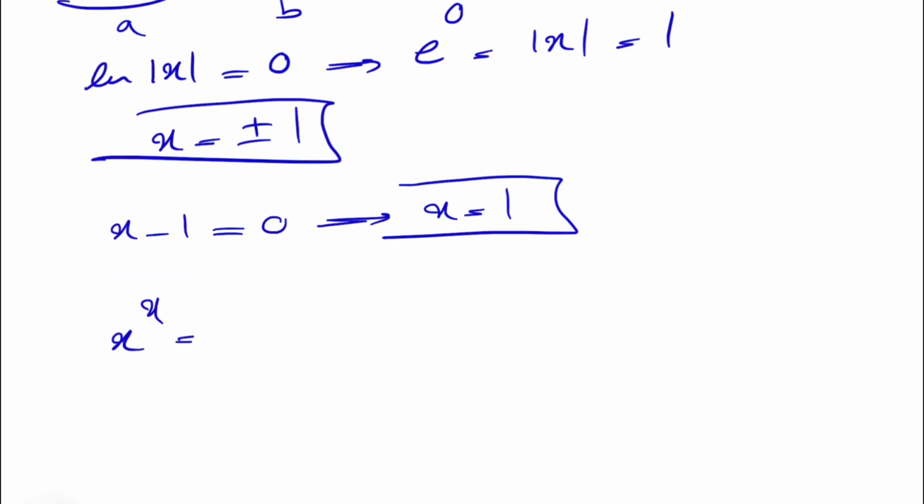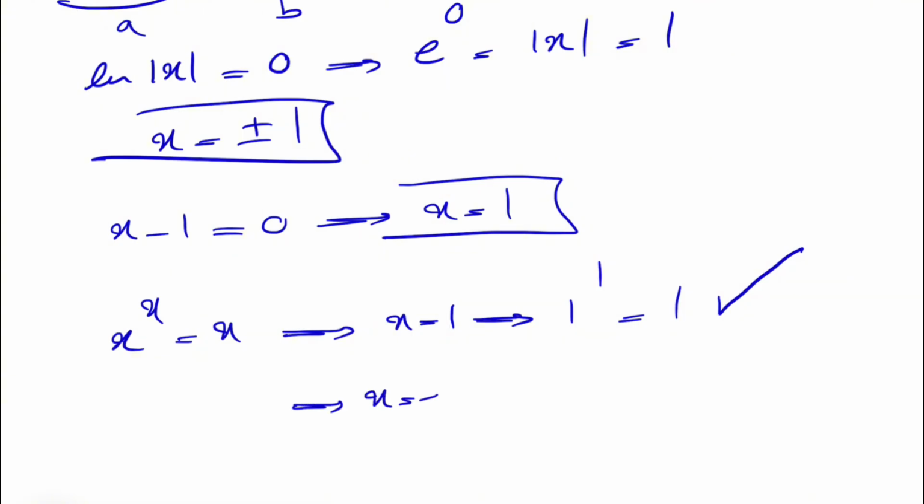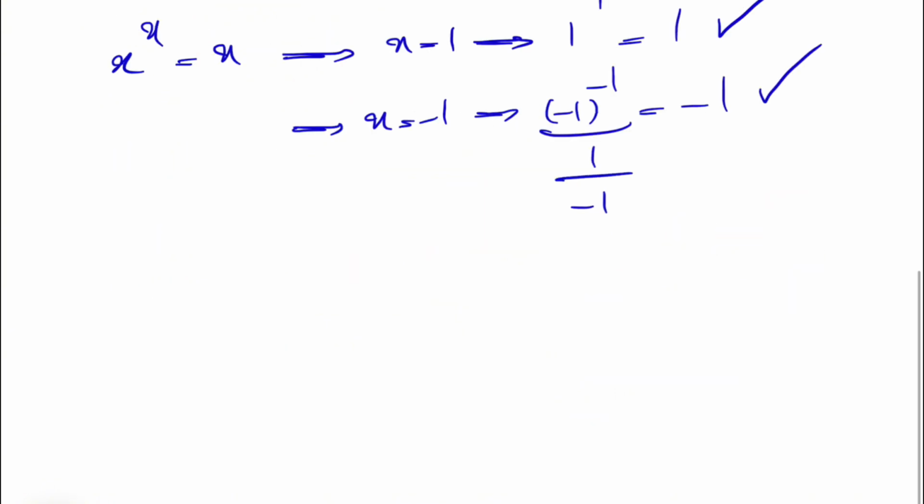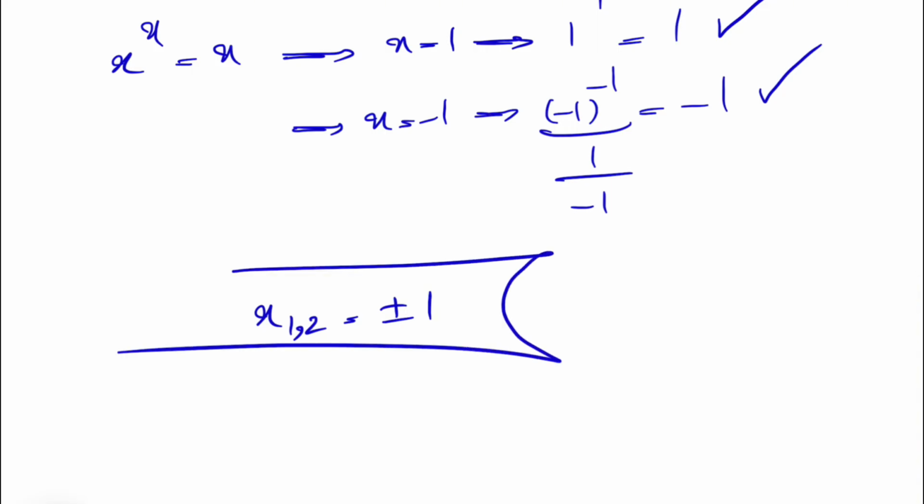Okay, so our equation was x to the x is equal to x. And let's go with x is equal to 1. We're going to have 1 to the 1 is equal to 1. So that means our x is equal to 1 is one answer. And if we go with x is equal to minus 1, we're going to get minus 1 to the power of minus 1 is equal to minus 1. And we know this will be 1 over minus 1, which is basically minus 1. So this one works too. So at the end of this, we're going to have two answers, plus or minus 1, which will be the final answer for this question.